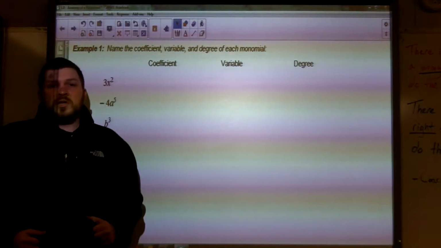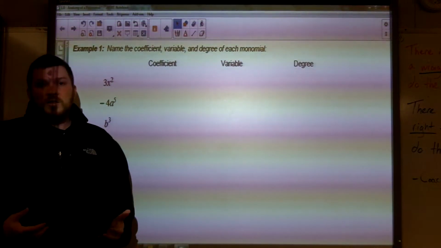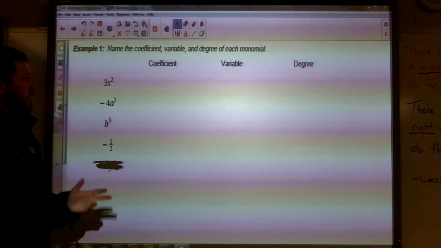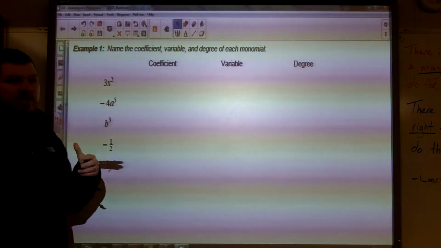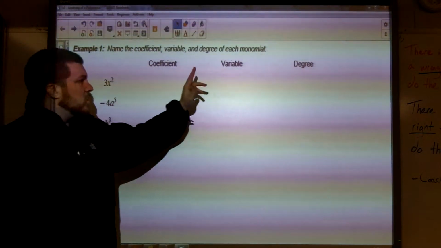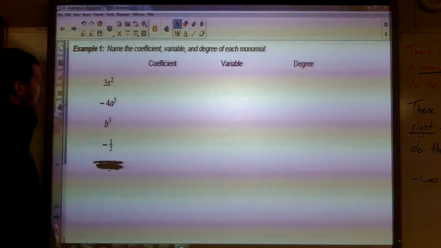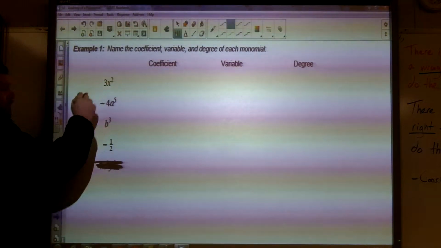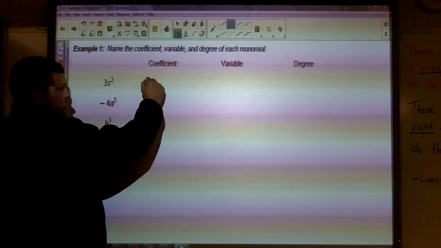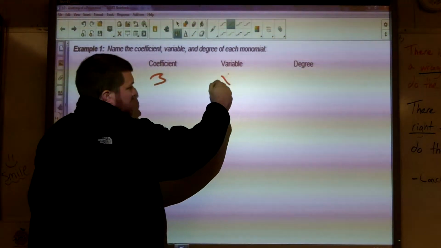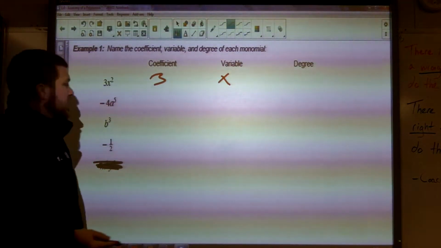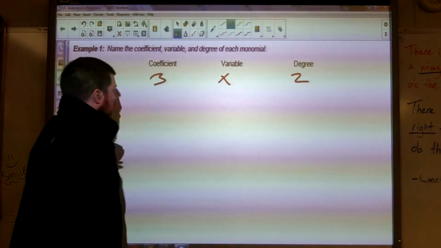Okay, so in this video we're talking about the anatomy of a polynomial, or essentially the parts of a polynomial. A polynomial can be broken into three separate parts: the coefficient, the variable, and the degree. For example, if you have 3x squared, the coefficient is 3, the variable is obviously x, and the degree or power is 2. Okay?